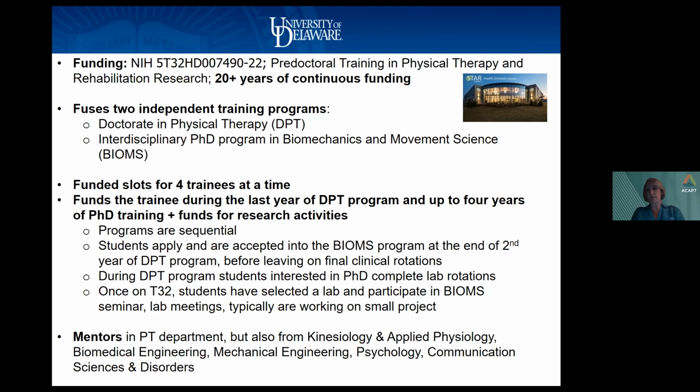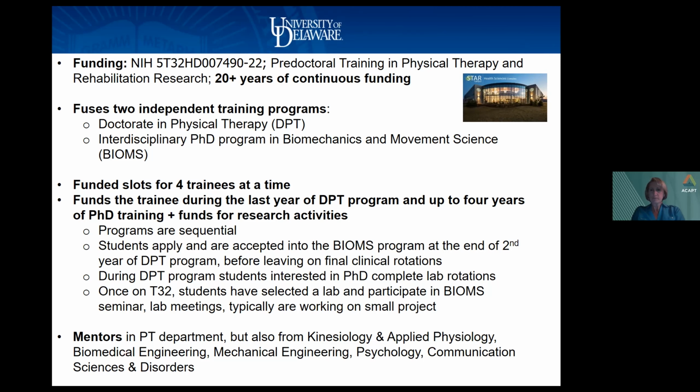the T32 grant, because one of our philosophies is that it's a barrier to students to incur a lot of debt during their DPT. Students who incur a lot of debt during their DPT, it becomes a barrier to making that transition into their PhD. And so one of the things we're really trying to do is, outside of the T32, find ways to fund part of their DPT so that that is not a barrier for them.